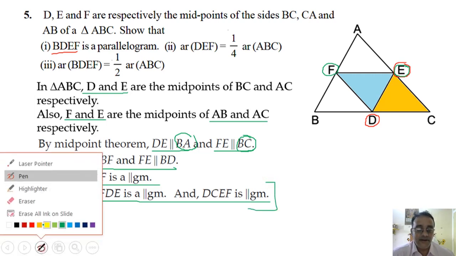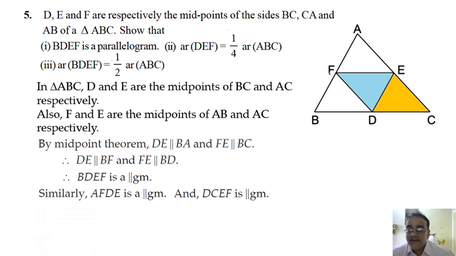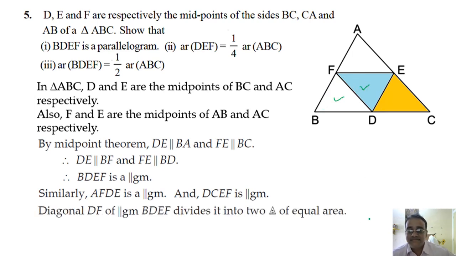Now DF is a diagonal of this parallelogram, so area of these two triangles are equal, because diagonal divides parallelogram into two triangles of equal area. So this is equal to each other. This is clear to all of you?